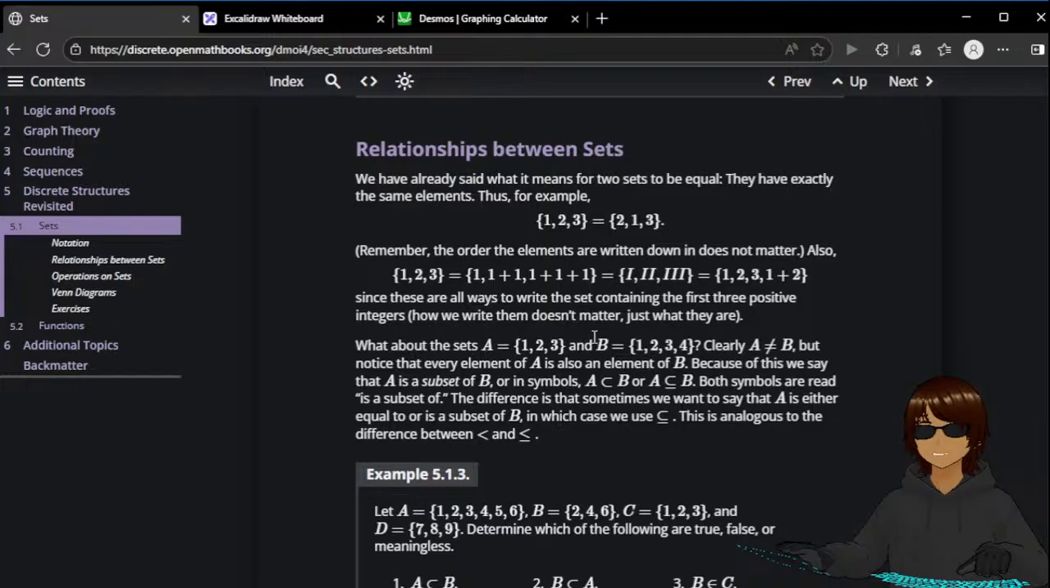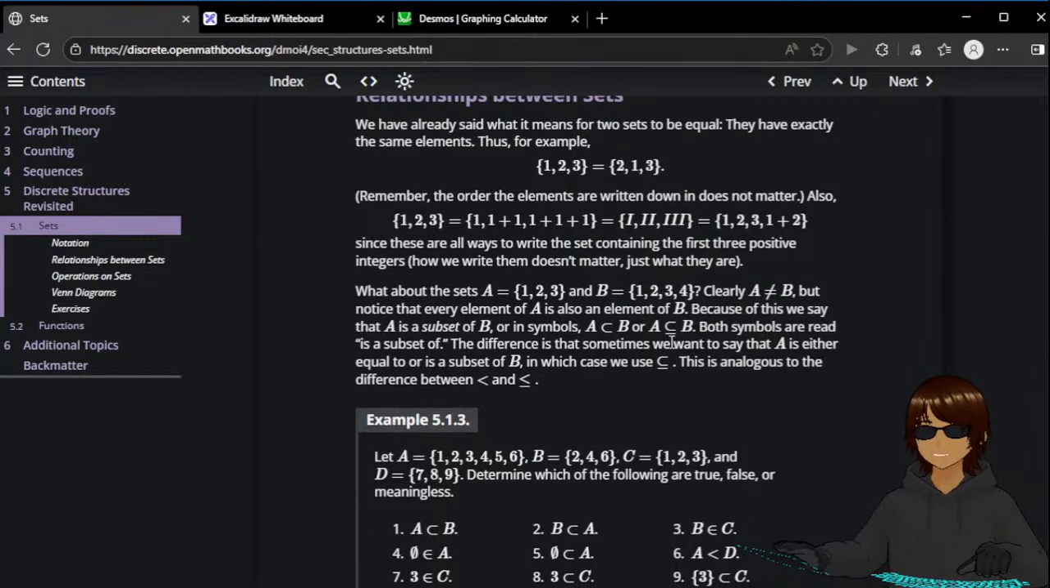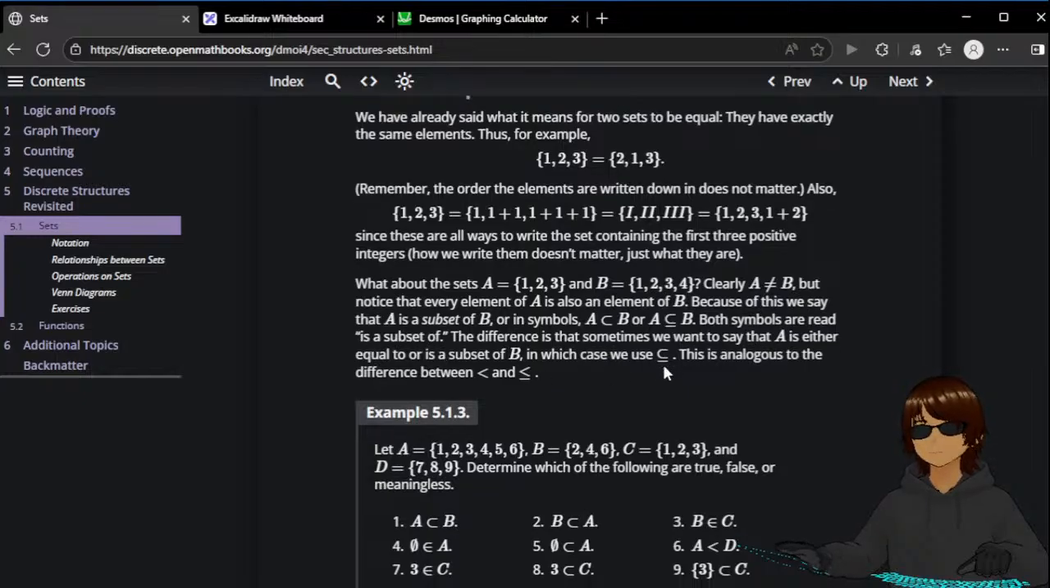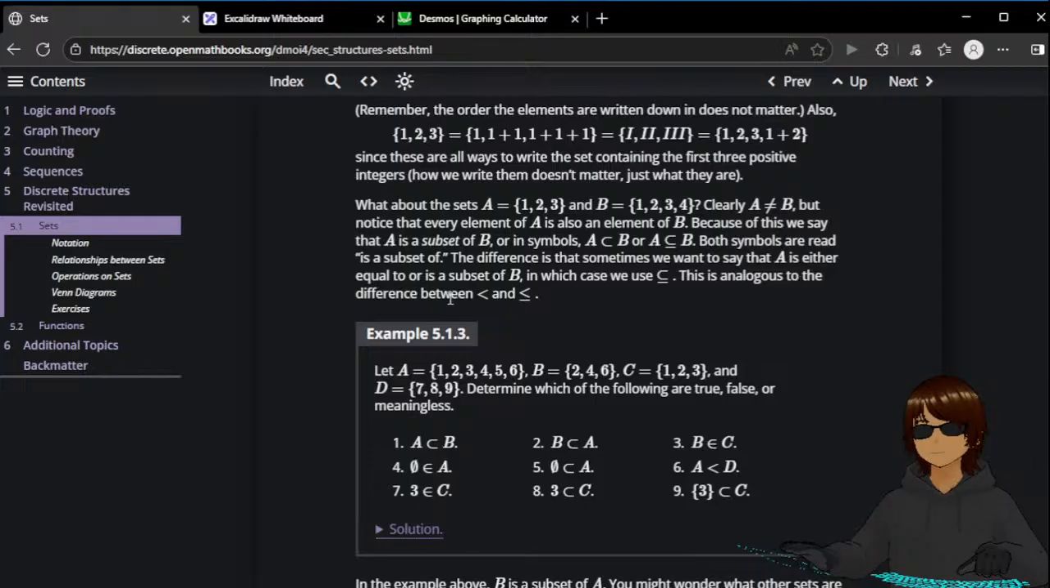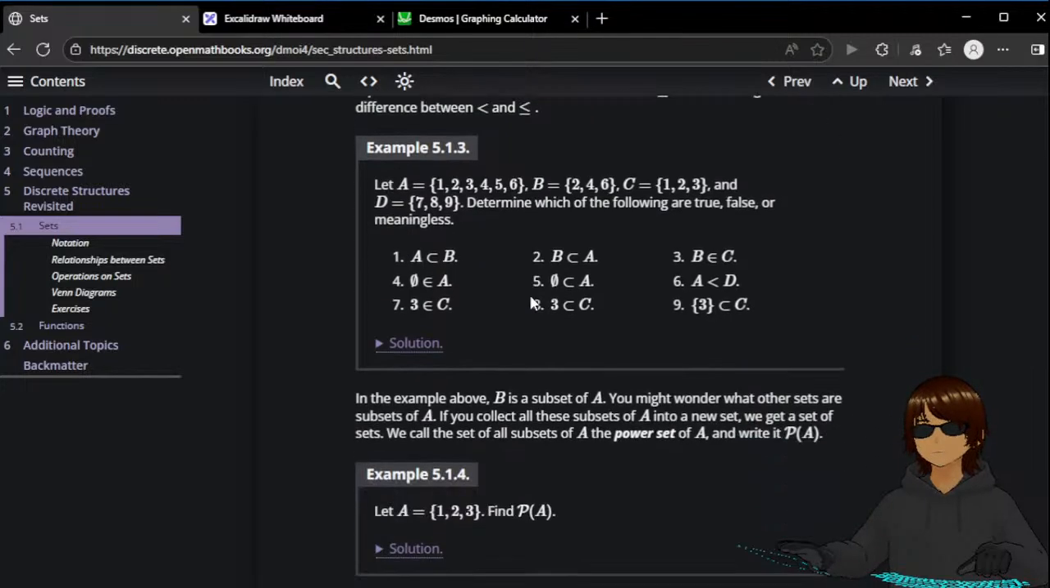What about the sets {1, 2, 3} and {1, 2, 3, 4}? Clearly A does not equal B. But notice that every element of A is also an element of B. Because of this, we say that A is a subset of B. So this or this, both symbols are red, is a subset of. The difference is sometimes we want to say that A is either equal to or is a subset, in which case we use subset or equal. This is analogous to the difference between less than or equal to and less than.